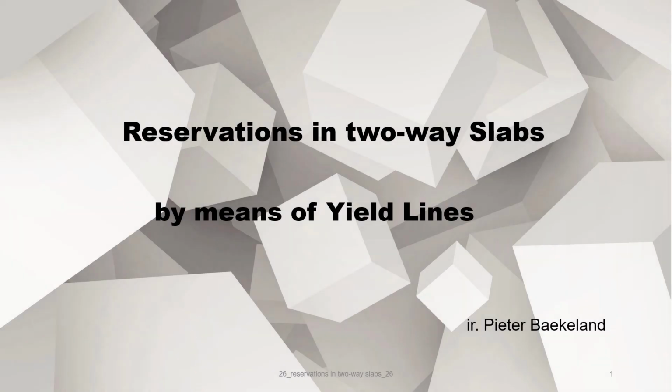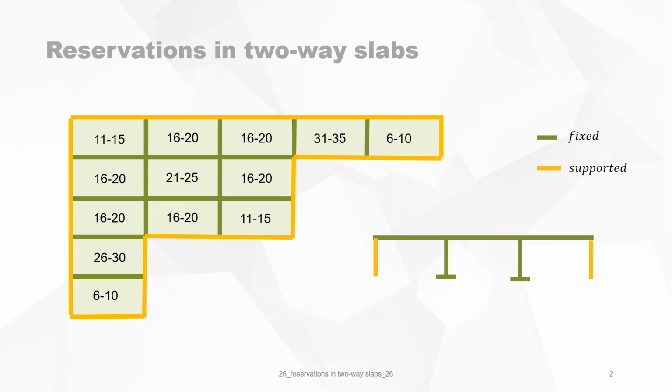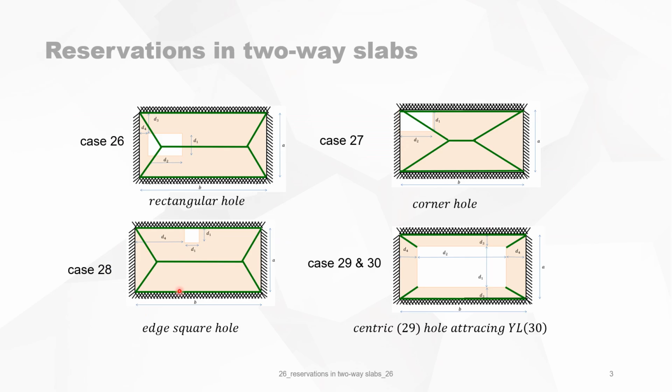Reservations in two-way slabs by means of yield line. This video will deal with the cases 26 to 30. This is about concrete slabs which are on two opposite sides fixed and the two other sides simply supported. And case 26 is about a rectangular hole with certain conditions on it.